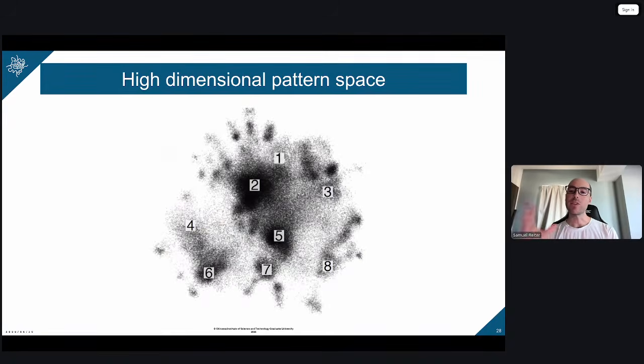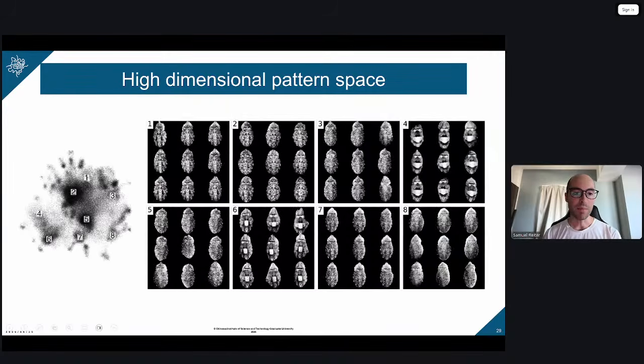We can image this high dimensional space using UMAP, a nonlinear dimensionality reduction technique. So here is the space of camouflage patterns in cuttlefish as we measured it. Each dot here is an image, and different regions of this space correspond to the animal adopting different skin patterns. We can see that here by pulling out images from different regions of this space.